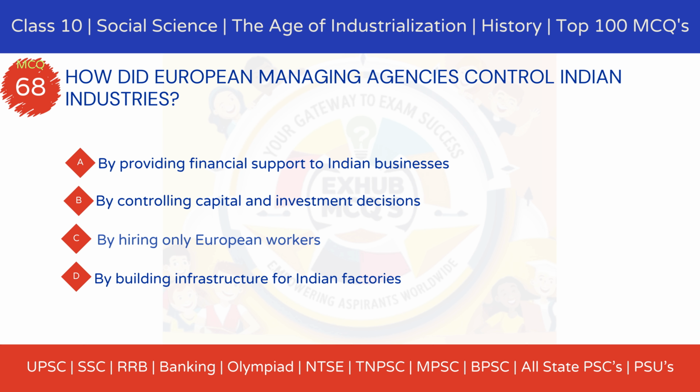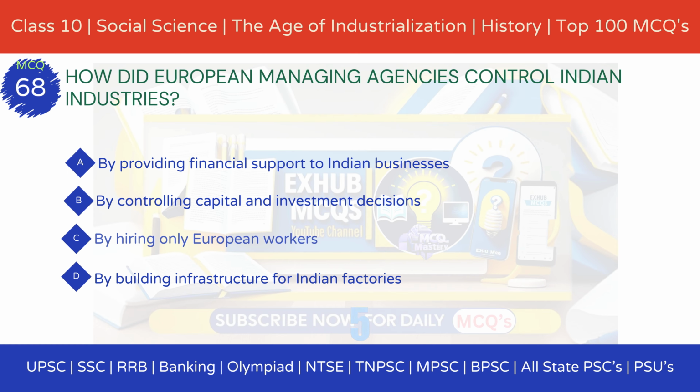Option A. By providing financial support to Indian businesses. Option B. By controlling capital and investment decisions. Option C. By hiring only European workers. Option D. By building infrastructure for Indian factories.